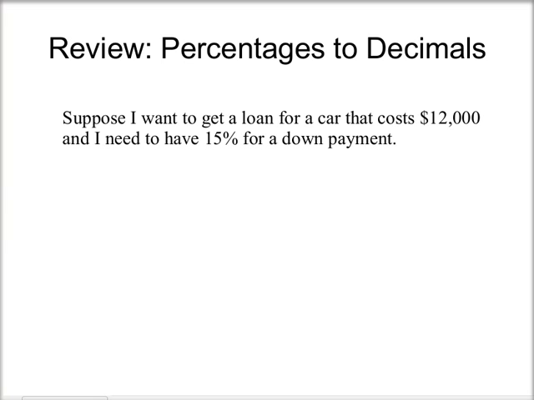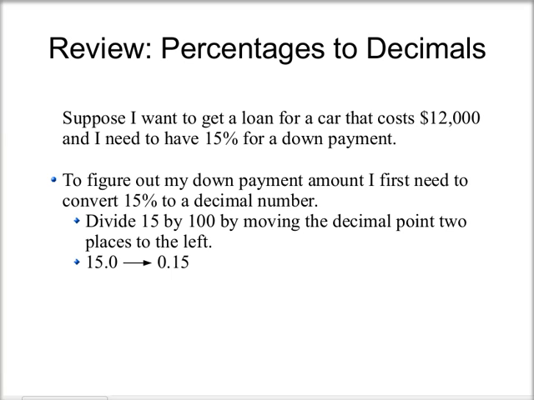Before we get into interest, let's do a review of converting percentages to decimals. Suppose I want to get a loan for a car that costs $12,000 and I need to have 15% for a down payment. To figure out my down payment amount, I first need to convert 15% to a decimal number.